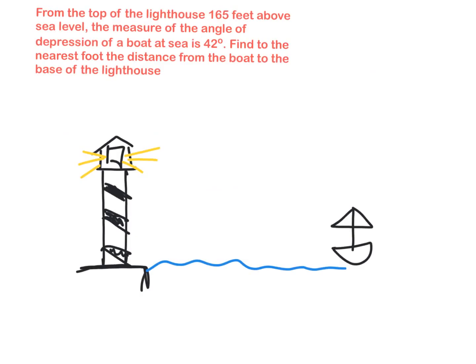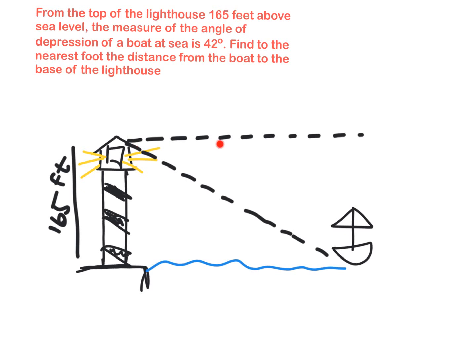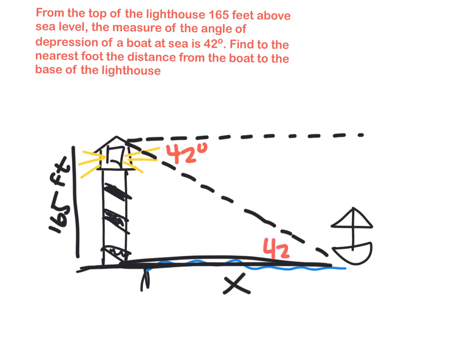All right, so let's look at this problem and label things as we go along. From the top of the lighthouse, 165 feet above sea level. So this distance is 165 feet. The measure of the angle of depression of a boat at sea is 42 degrees. So with this horizon, this angle of depression right here is 42 degrees. Find to the nearest foot the distance from the boat to the base of the lighthouse. So this distance right here is what we're looking for, x. And we should see that if this is 42 degrees, then this is also 42 degrees.